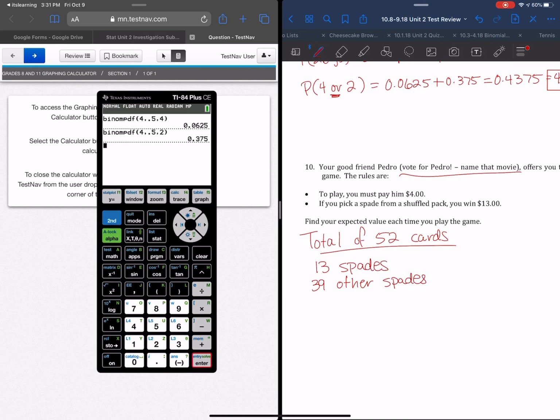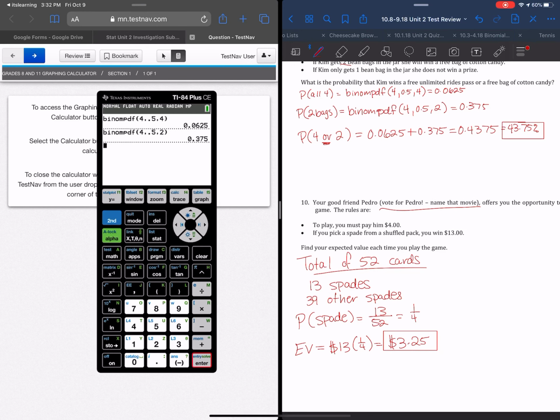So the probability of picking a spade is 13 out of 52 total, which if you simplify it is 1 out of 4. So the expected value you should get is $13 times 1/4, which is the same thing as $3.25. Okay, so you pay $4 and your expected return value is $3.25. So think about that. You might be thinking, oh, that sounds like a good game, but whenever you do the math, you realize, okay, I'm probably going to lose money on this. So you probably don't want to play with that.